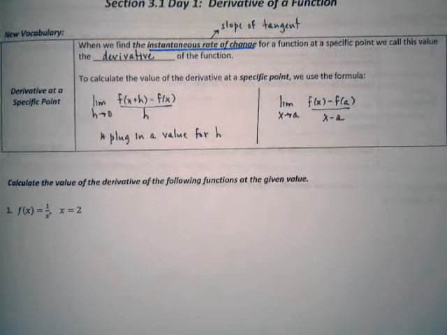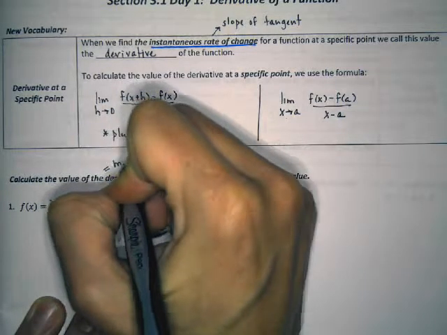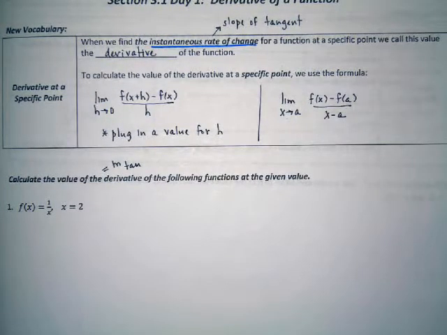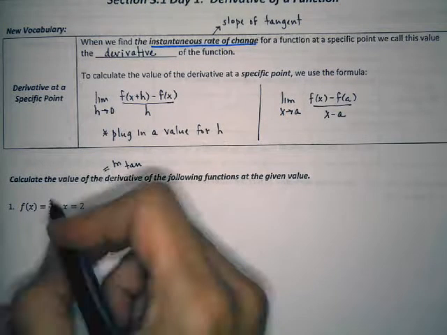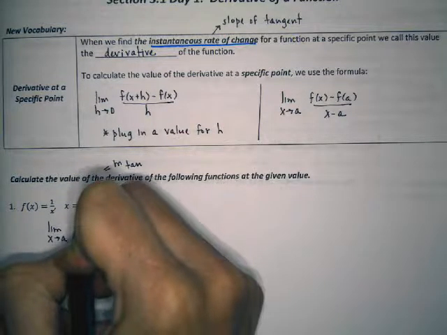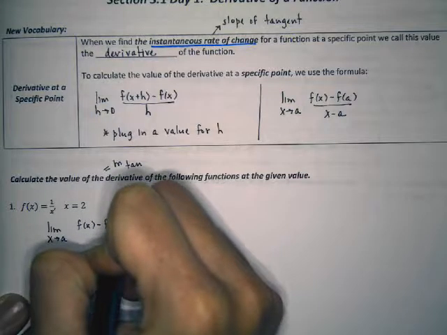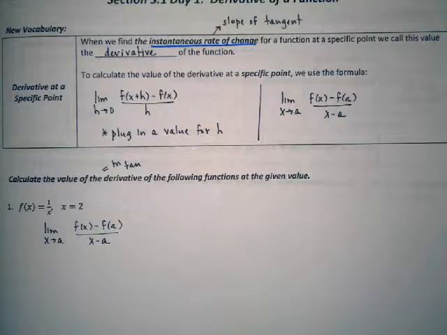So my first example says to calculate the value of the derivative. Again, remember that is the same as the slope of the tangent. So we're going to calculate that value of the following functions at the given value. So my first example, my function is 1 over x, and my value is x equals 2. So we're going to find that derivative by using this formula, my limit as x approaches a of f of x minus f of a over x minus a. And in this case, since my value of x is 2, that's what I'll be plugging in to my formula.